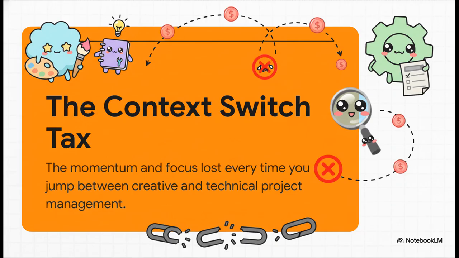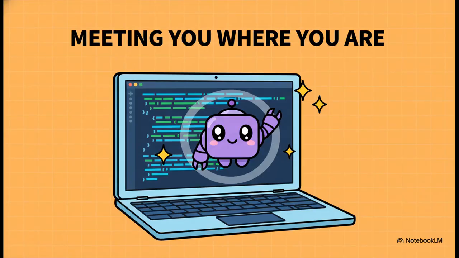It's that invisible price you pay in momentum every time you have to jump from brainstorming some cool creative idea in one app over to creating a technical ticket for it in a completely different one. It just shatters your flow. So, what's the fix? The whole idea behind Jengo Agent is asking this question. What if your AI didn't force you to go somewhere else? What if it could just meet you exactly where you're already getting work done?